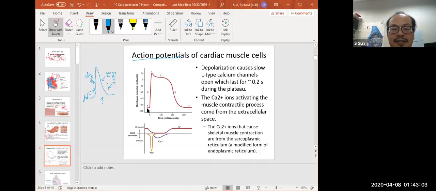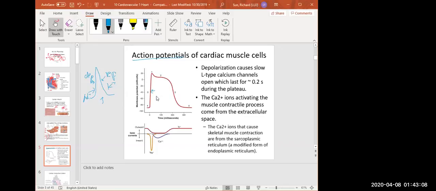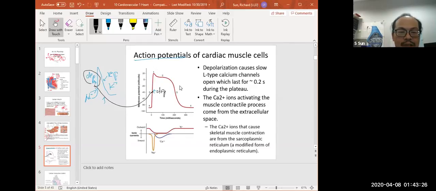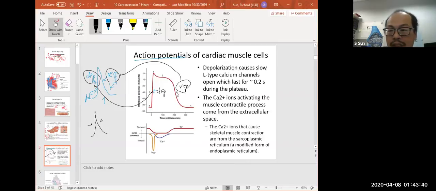But in the heart, in addition to the depolarization, that is this one here, and the repolarization, that's this one here, these two phases are equivalent to the typical action potential. In addition to these two, it also has one extra phase, called the plateau. Let's see if I can find the plateau. Here, this phase is called the plateau. So here we have the depolarization, plateau, and the repolarization.